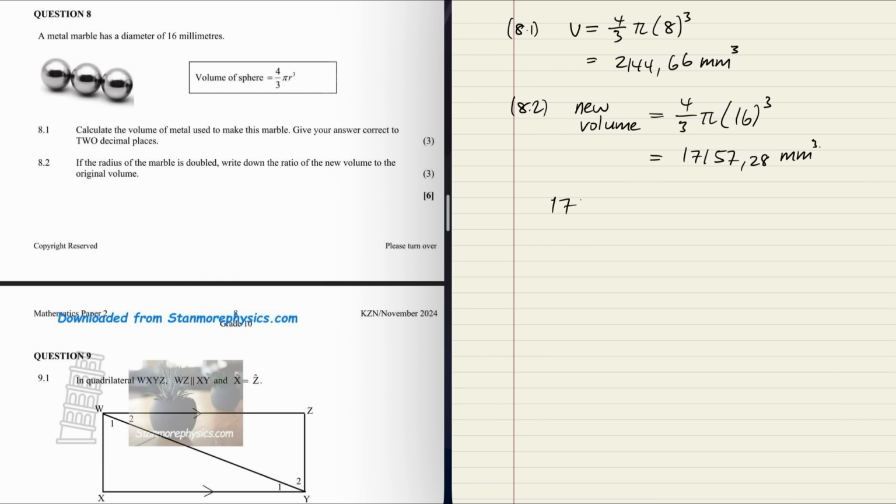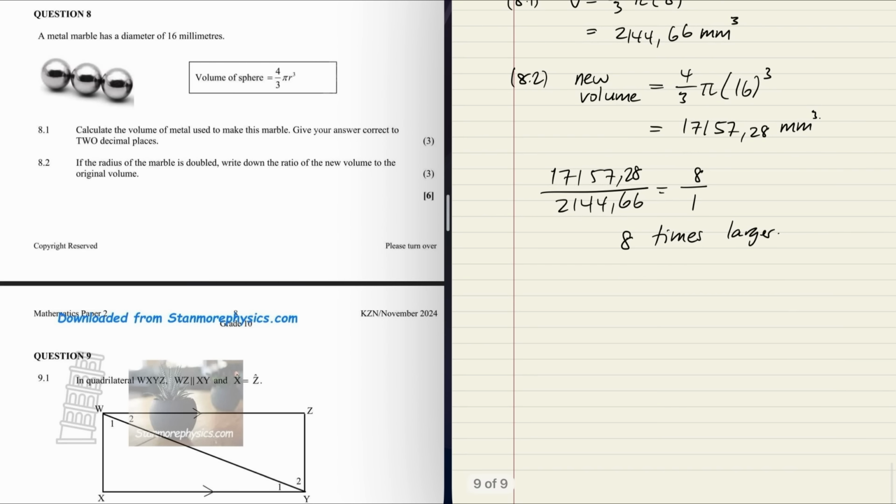So we'll say 17157,28 divided by the original 2144,66, and that's equal to roughly 8/1. So it's 8 times larger, right? Now, of course, there is a different way that you could do it.